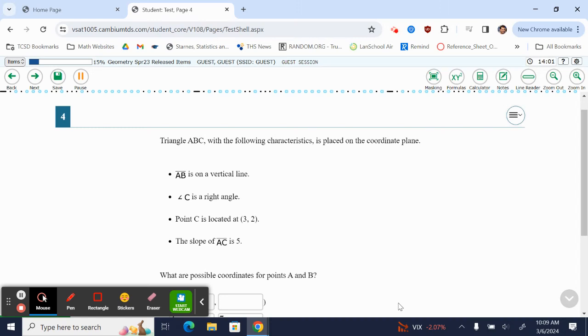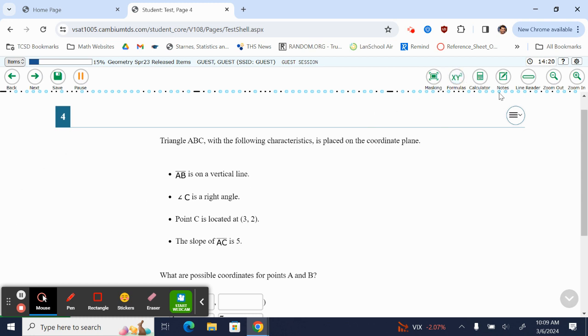Geometry OST Spring 2023 release date test item number 4. It says triangle ABC with the following characteristics is placed on the coordinate plane. Segment AB is on a vertical line, angle C is a right angle, point C is located at 3, 2, and the slope of segment AC is 5. What are possible coordinates for points A and B?